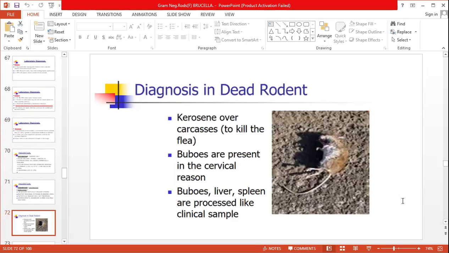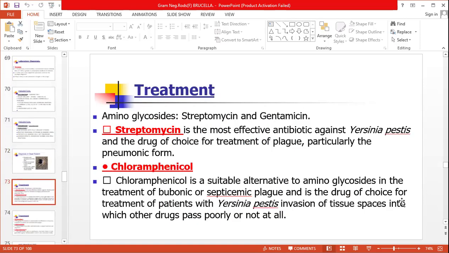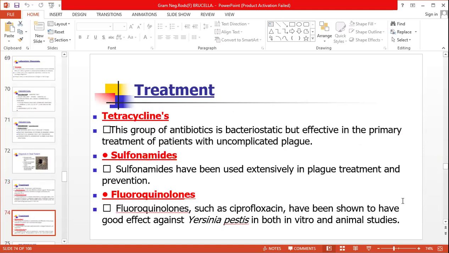Kerosene oil should be sprayed over the carcass to kill the flea. Buboes are present in the cervical regions. Buboes, liver, and skin are processed like clinical samples. We give aminoglycosides, streptomycin and gentamicin, and chloramphenicol.